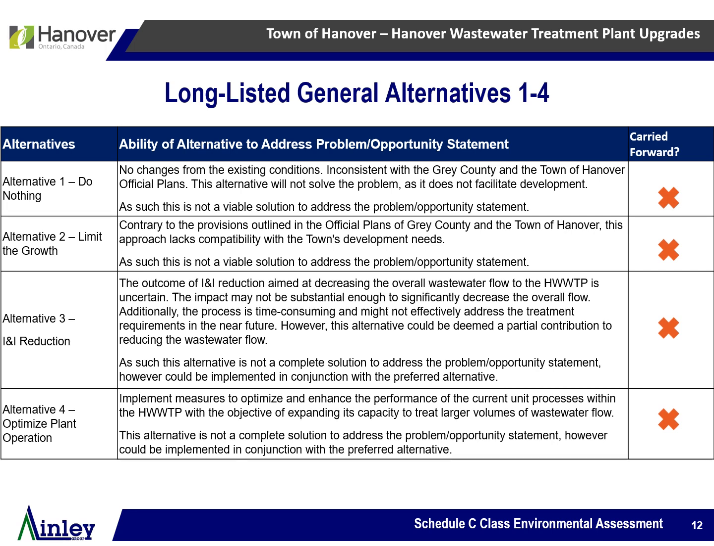Alternative 4, optimize plant operation. This alternative involves implementing measures to optimize and enhance the performance of the current unit processes within the wastewater treatment plant with the objective of expanding its capacity to treat larger volumes of wastewater flow. This alternative is not a complete solution to address the problem and opportunity statement. However, it could be implemented in conjunction with the preferred alternative.